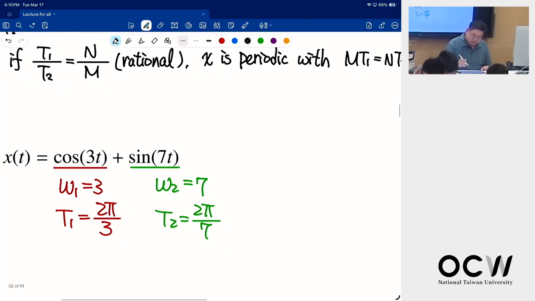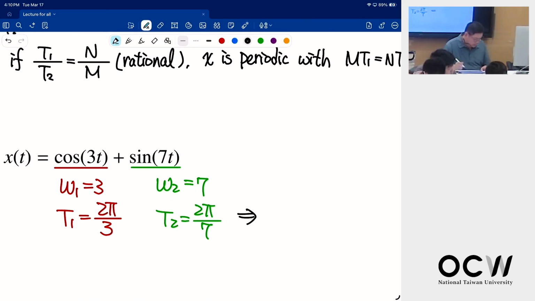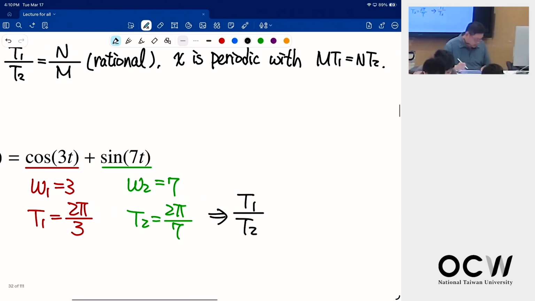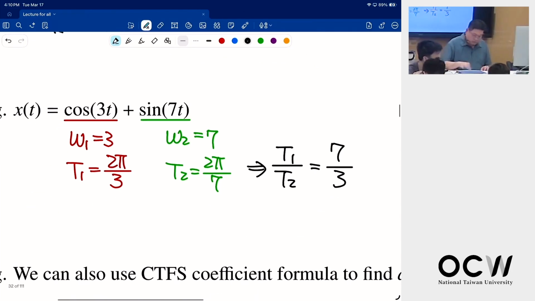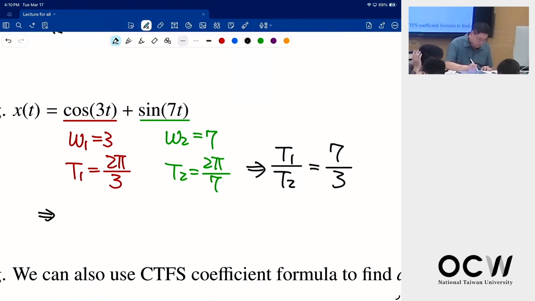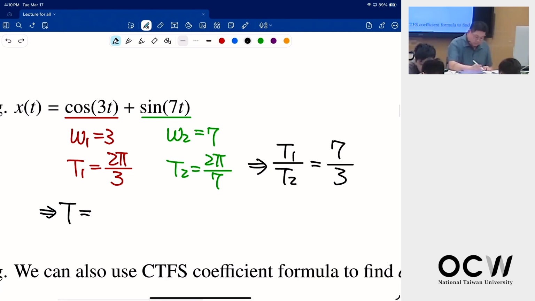So overall, T1 over T2 is 7 over 3. Rational, so the period should be 3 T1, or equal to 7 T2, and actually that's just 2 pi.